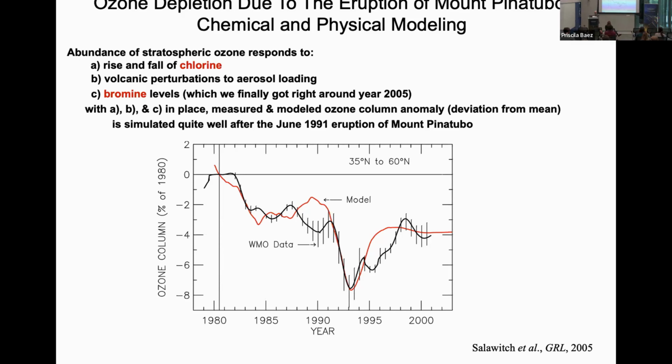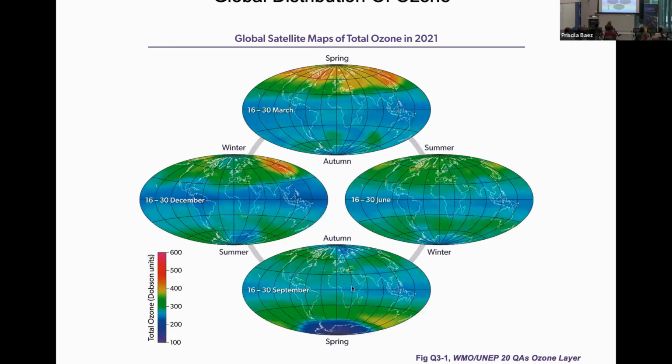important. Okay, so again, we had about a 7 or 8 Dobson unit depletion, on a background of around 300. So it's a couple percent depletion. And so the depletion of ozone was caused by chlorine and bromine, but it happened because of the volcanic aerosol. The volcanic aerosol turned chlorine away from the reservoirs and into the reactive gases.